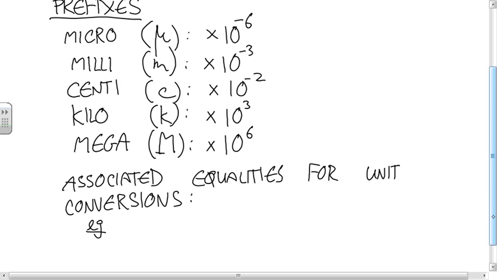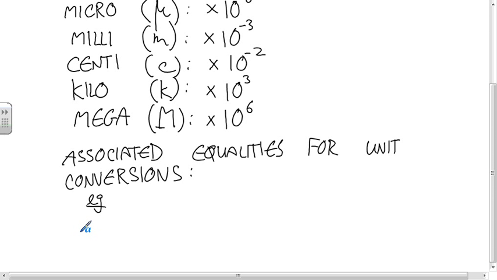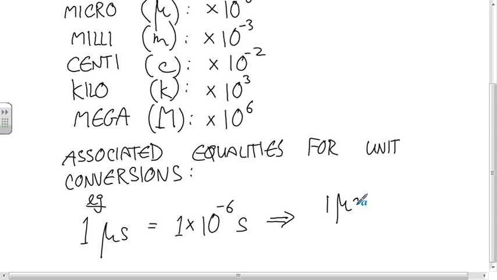For example, let's just say 1 microsecond is equal to, replace the micro symbol with times 10 to the minus 6. And so this is equal to 1 times 10 to the minus 6 seconds. And that tells you that 1 microsecond over 1 times 10 to the minus 6 seconds is equal to 1. The other ratio is equal to 1, too. And this is something you can use in unit conversions, the same way we've done other unit conversions.